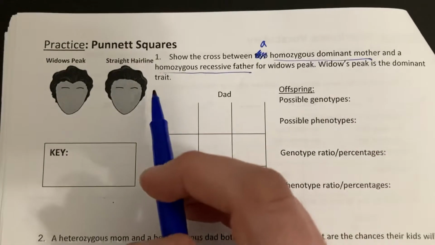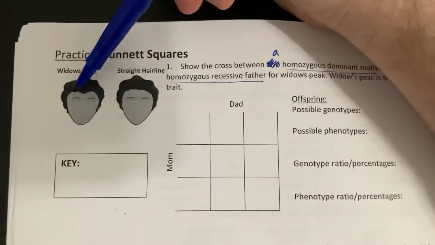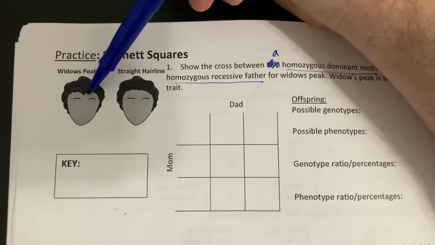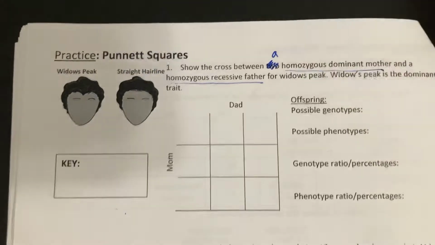Widow's peak is a dominant trait. And by the way, widow's peak is just this, where the hair kind of goes down here. It's really the hair growing back over here versus a straight hairline right there.